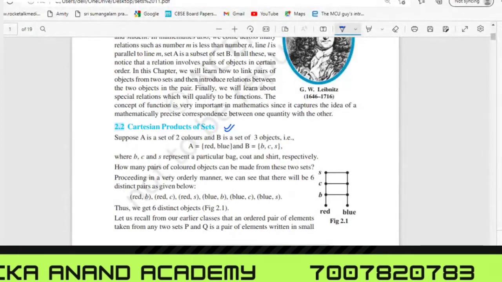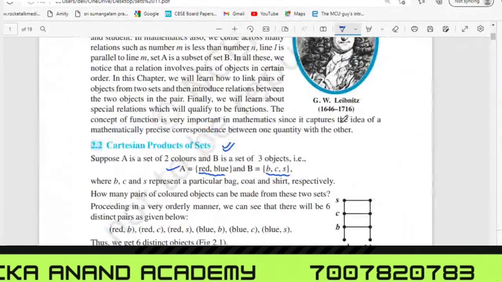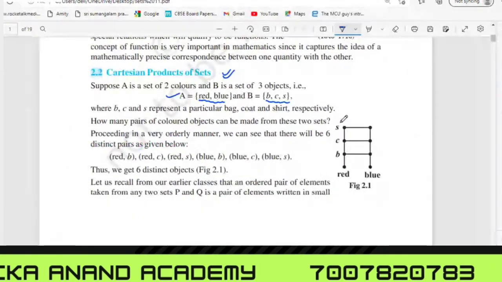Here below. Let we have two sets, A and B. That has the elements red and blue. That has the elements B, C, S. Clear? Okay? Just activate your voice because I want continuous answers from you.